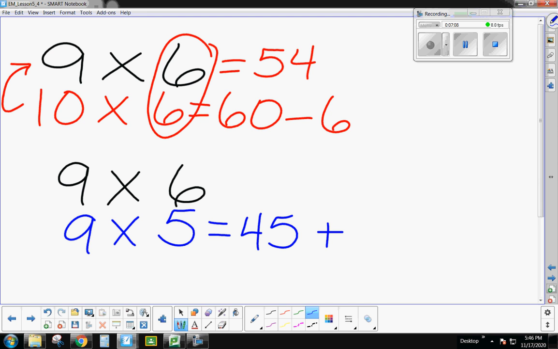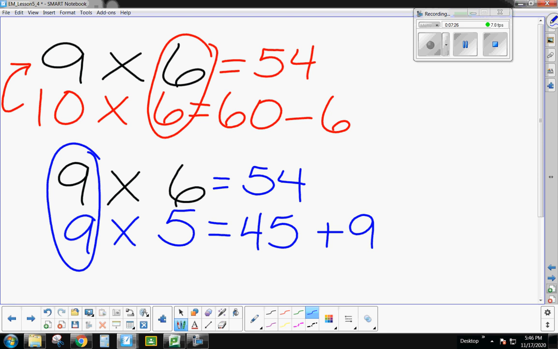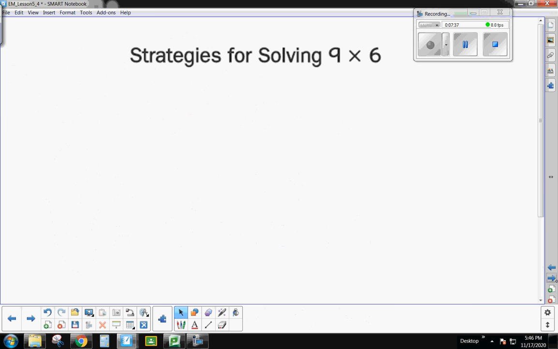So I know I'm going to need to add on. What am I going to need to add on? What number is in both problems? A 9, right? So that's what I'm adding on. 45 plus 9, again, is 54. All right, so boys and girls, right there are several strategies you could have used for finding the answer to 9 times 6.